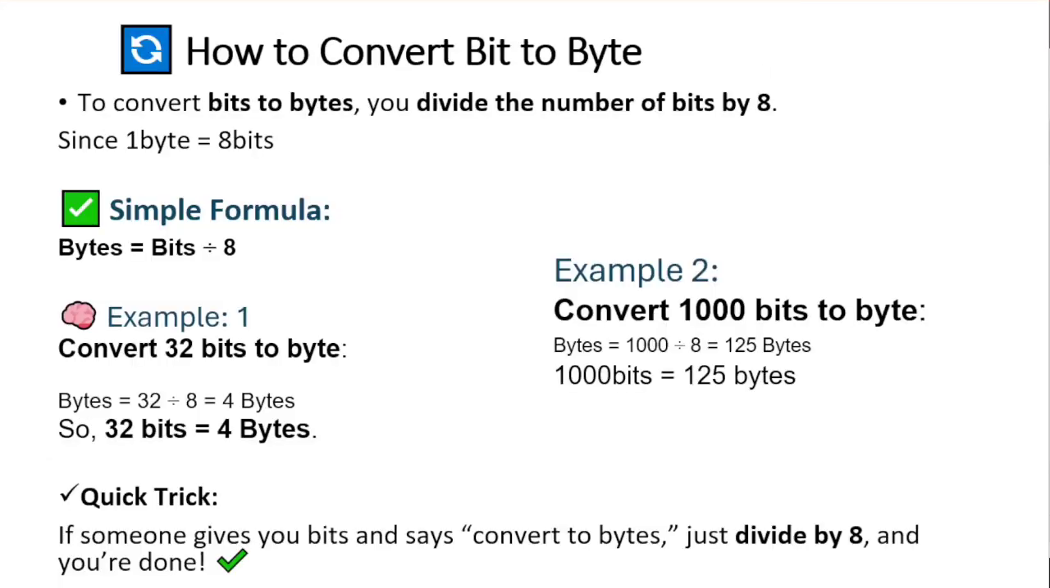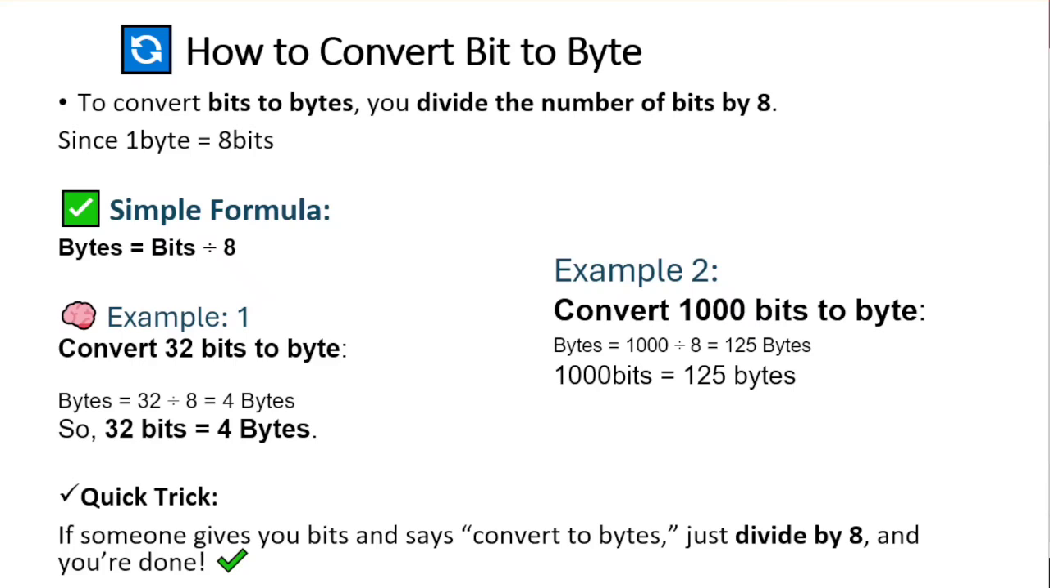How to convert bit to byte? Now, to convert bit to byte, you divide the number of bits you want to convert by 8. Since 8 bits makes up a byte, you divide the number of bits by 8. So this is the simple formula: number of bits divided by 8.